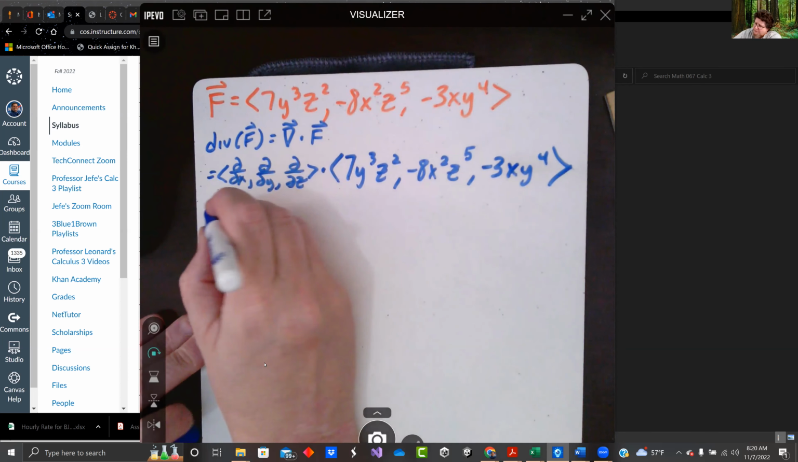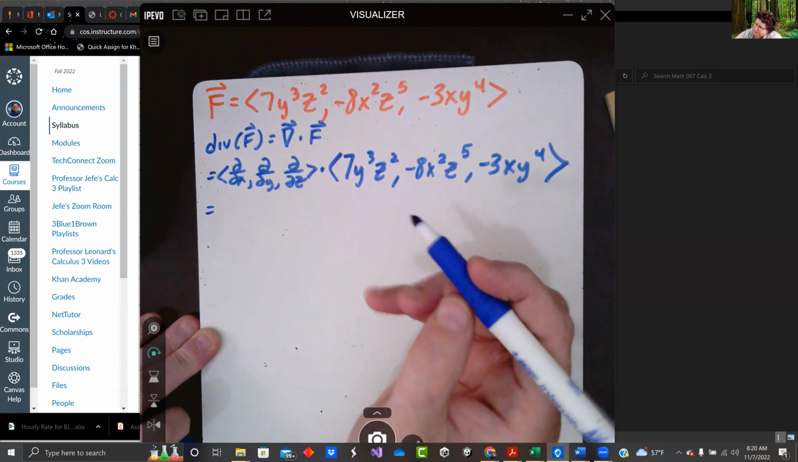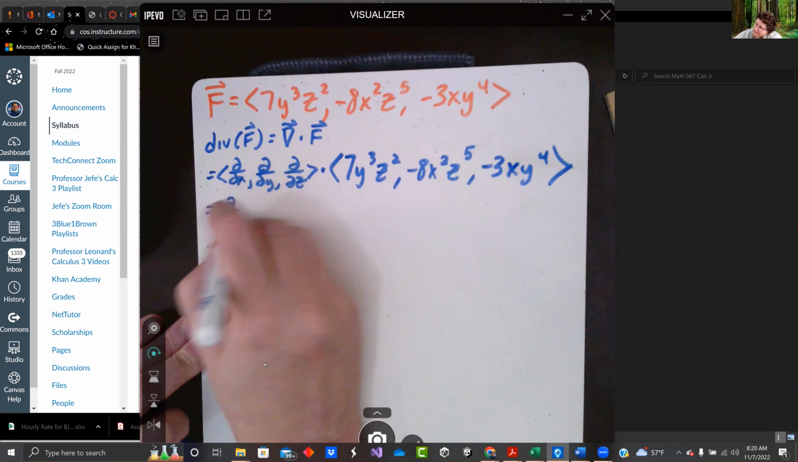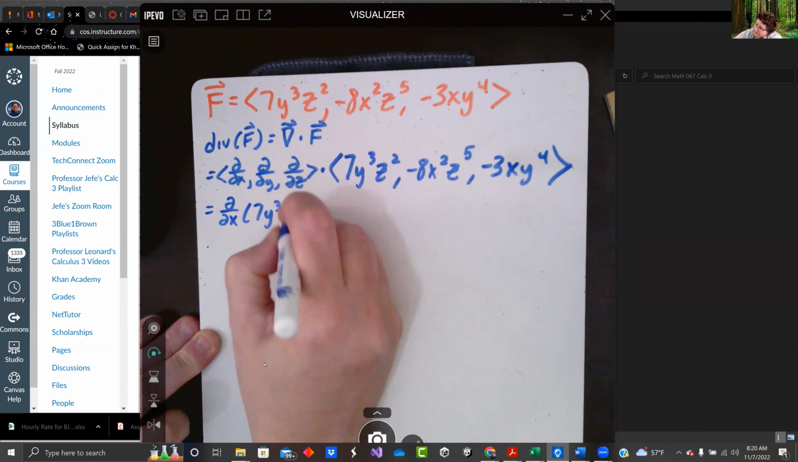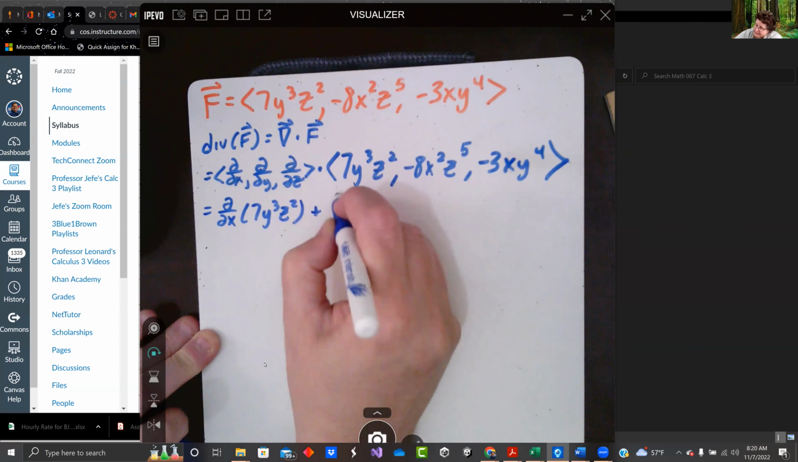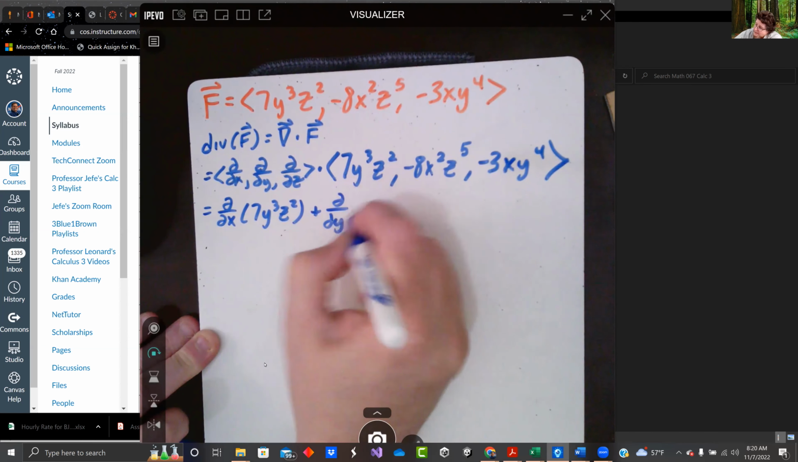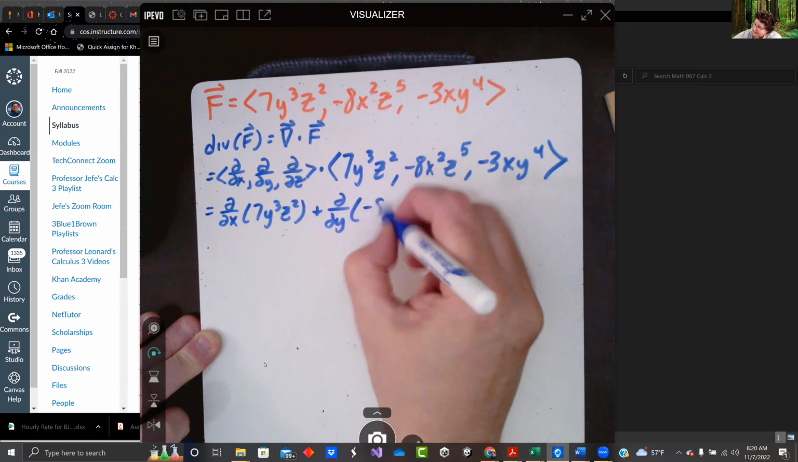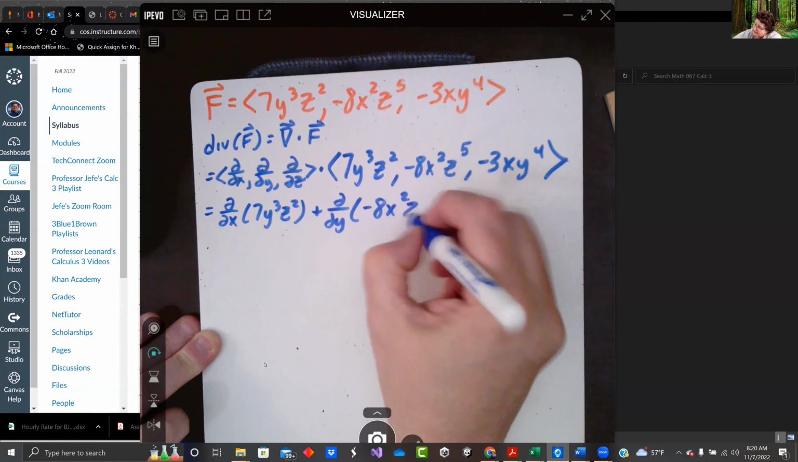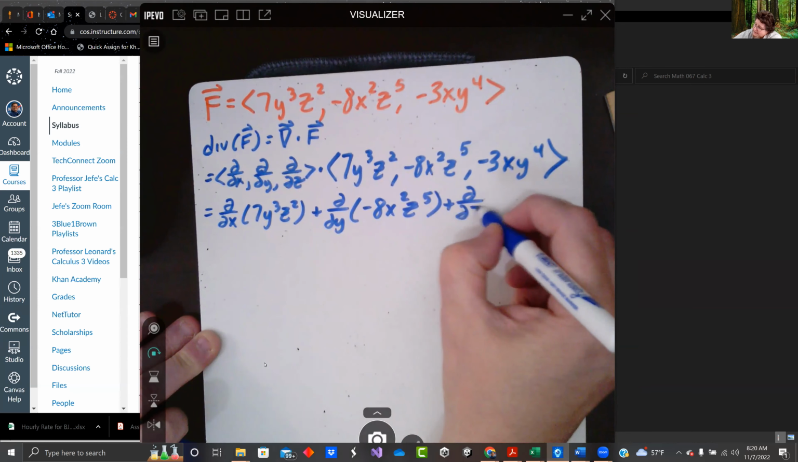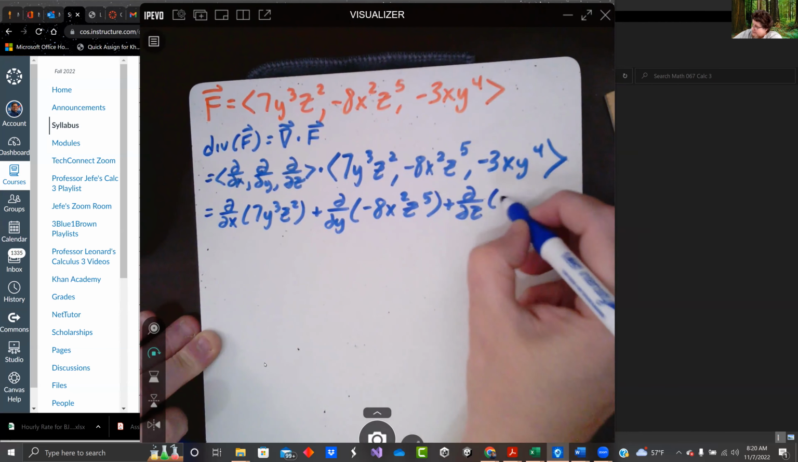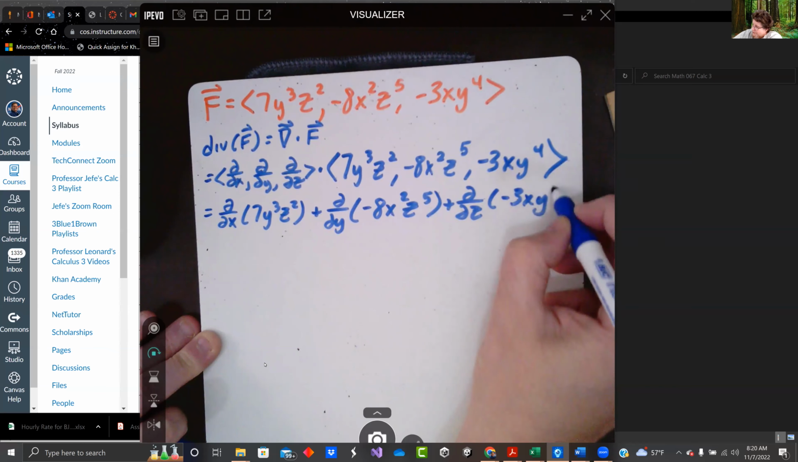So I think for one another time, I'll continue to write out what this is. ddx of 7y cubed z squared, plus ddy of negative 8x squared z to the fifth, plus ddz of negative 3x y to the fourth.